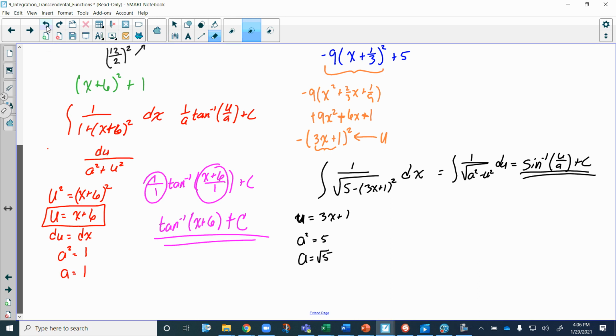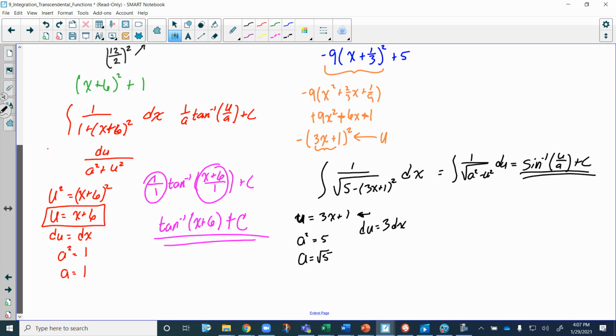Did not mean to do that. So let's see. There we go. This is where I'm making my mistake. I do need to get du in this case, because what we're looking at, du is going to be 3 dx. And if we look at the original function, 3dx and dx don't match.